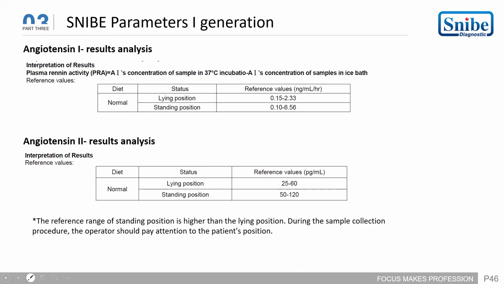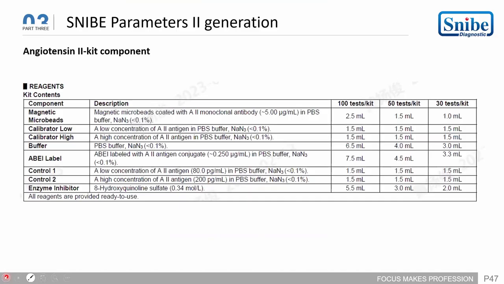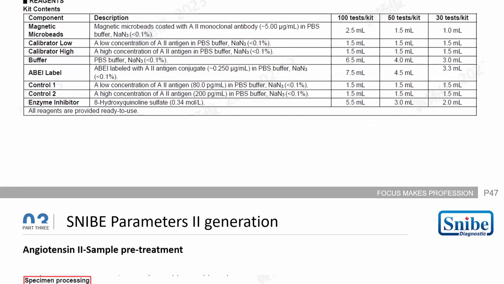So the second generation of SNIBE angiotensin 2 kit components contain control 1 and control 2 along with the enzyme inhibitors, the conventional magnetic microparticle beads, low and high calibrator, and with the buffer and ABEI label. All reagents are ready to use.